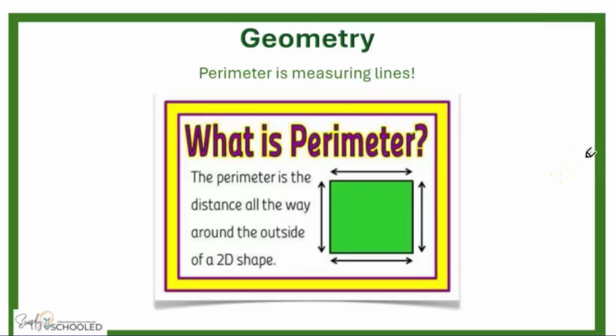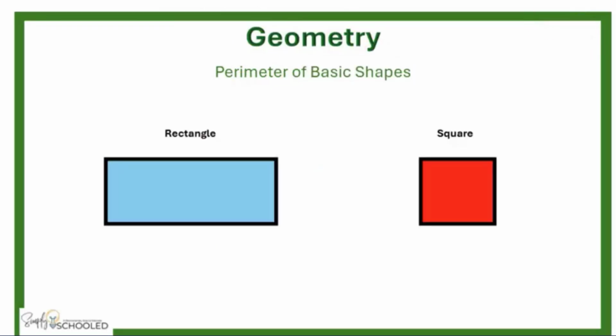So the definition is: perimeter is the distance all the way around the outside of a 2D shape. There's a previous video on 2D shapes if you need to go back and be reminded what a 2D shape is. It is a flat shape. In geometry, we have some basic shapes like rectangle, square, triangle, and so forth.